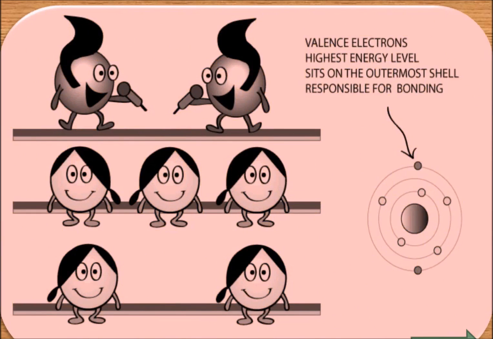So you can see this picture, where at the right hand side I have a Bohr's atomic model diagram, where the valence electrons have the highest energy level, sitting on the outermost shell, which is actually responsible for bonding. Here you can see these cartoons. The higher level ones have the energy to jump from outer to inner, from inner to outer, and hence the inner ones are the most settled electrons, which don't actually move.